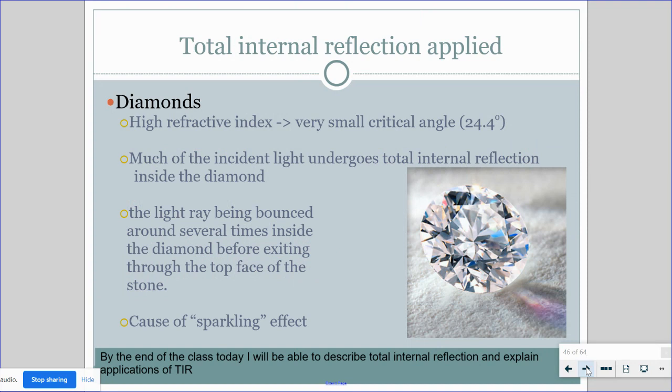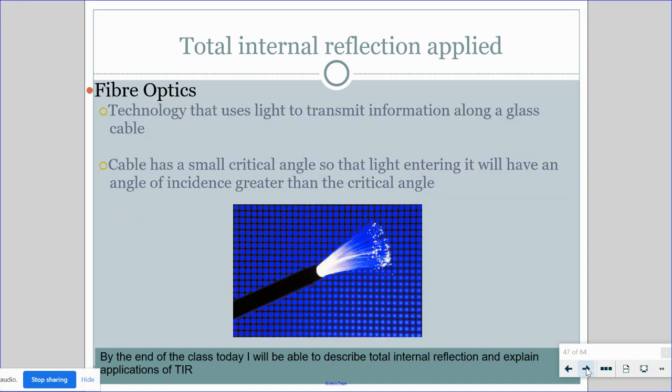So diamonds have a high refractive index, but a very small critical angle. So as long as the light comes in at anything greater than 24.4 degrees, you're going to get total internal reflection, which means the light can't escape except out the top surface, and it just gets bounced around several times before going out, and we get that nice, brilliant sparkle, sparkle, sparkle.